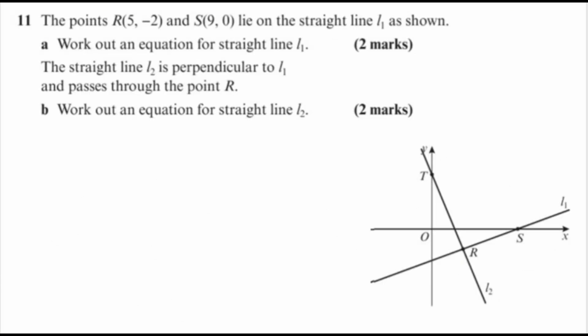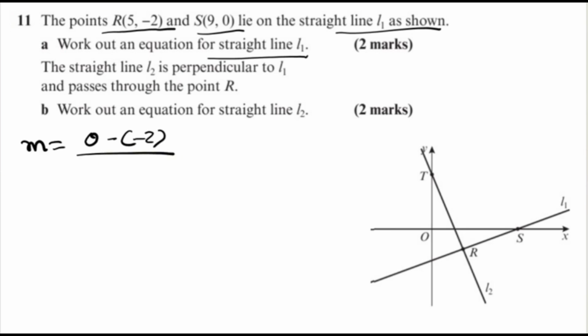Question number 11. The points R (5, minus 2) and S (9, 0) lie on the straight line L1 as shown. Work out the equation of straight line L1. It's a very easy question. First we have to find the gradient. So m is equal to 0 minus minus 2 over 9 minus 5. That will give me 2 over 4, which is half. So this is the gradient for the line L1.